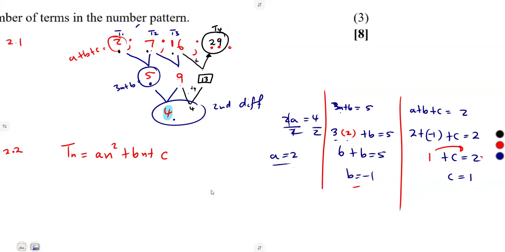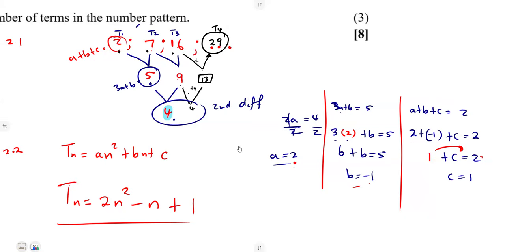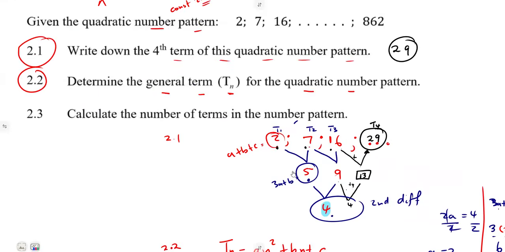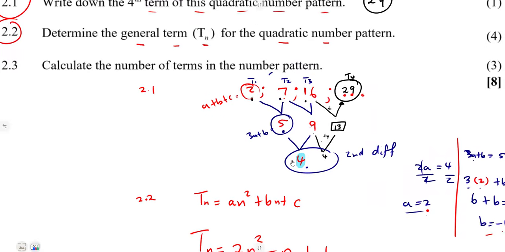So this is it, guys. Substituting in this formula, our a is 2, so that's 2n squared. Our b is negative 1, so that's negative n. Our c is positive 1, so that's simply plus 1 like this. So you have got the Tn, the general formula of the given quadratic number pattern. All right, so this was just a normal question. We are used to that.